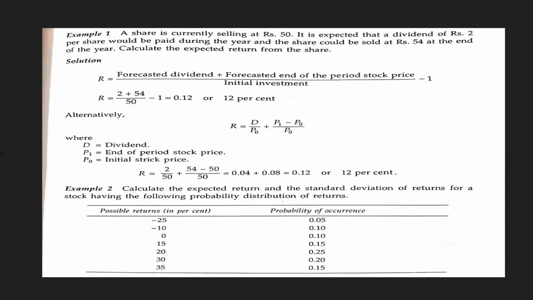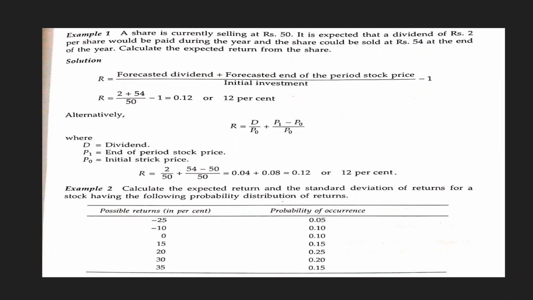Now let's go into some of the illustrated questions. The first question in your textbook is: a share is currently selling at rupees 50. It is expected that a dividend of rupees 2 per share would be paid during the year, and the share could be sold at rupees 54 at the end of the year. Calculate the expected return from the share.